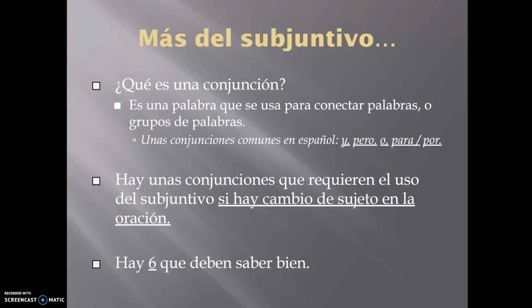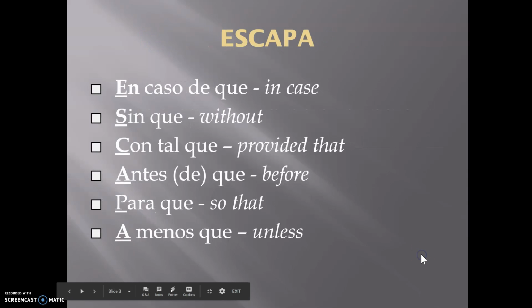There are some conjunctions, hay seis, que requieren el uso del subjuntivo si hay cambio de sujeto en la oración. So today we're going to learn the 6 conjunctions that require us to use a subjunctive in the second clause if there's a change in subject in the sentence. The 6 that you need to know well are ones that we use the mnemonic device ESCAPA to help us remember. These are the 6 adverbial conjunctions that make up the ESCAPA mnemonic device.